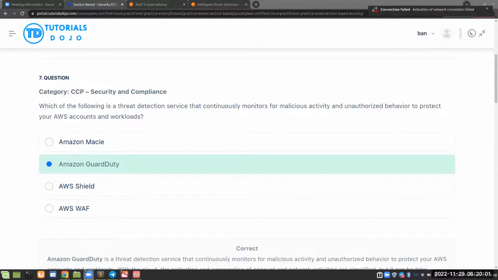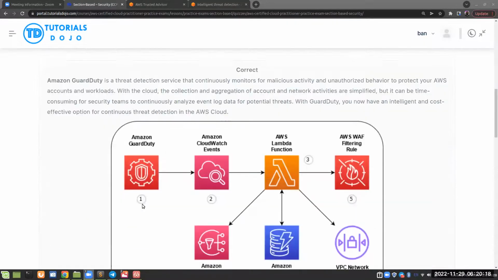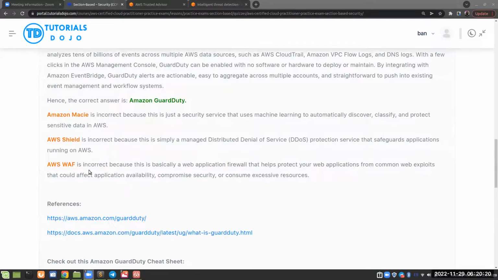AWS Web Application Firewall, right? And we say that this is key for SQL injection, scripting, and rules that will filter some specific traffic. And so that's what you should think of when you think of WAF.